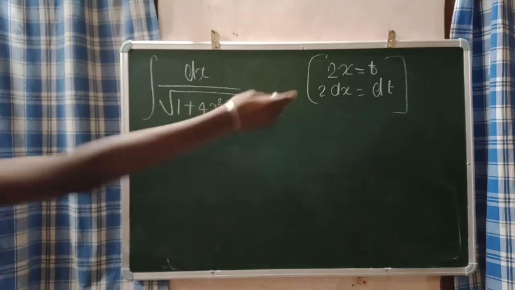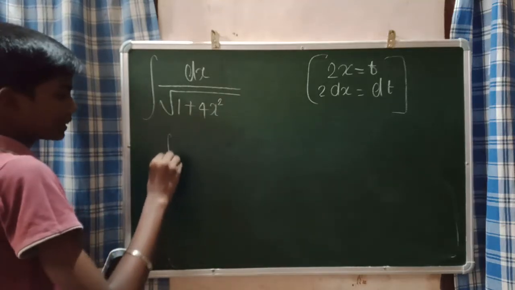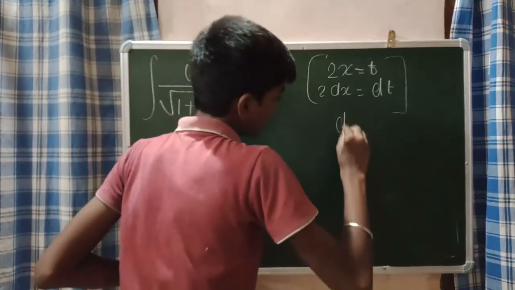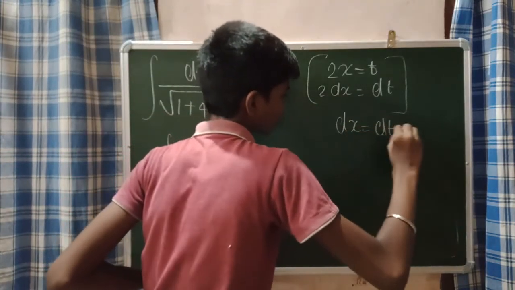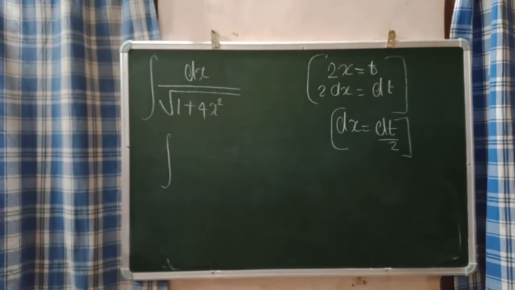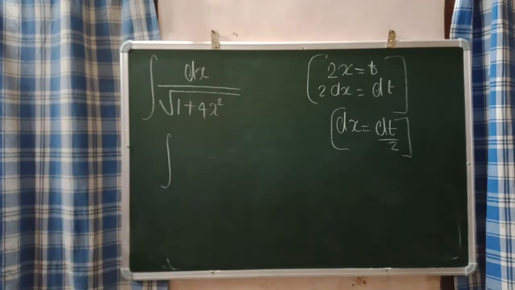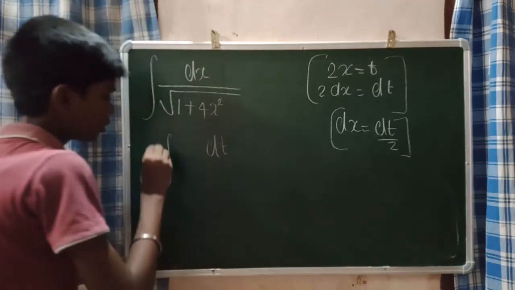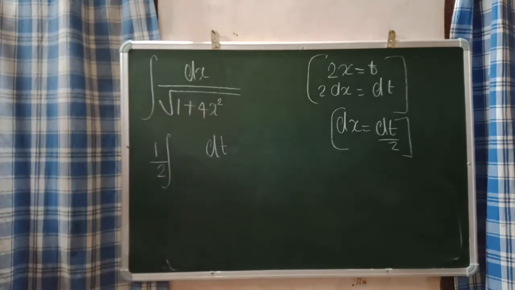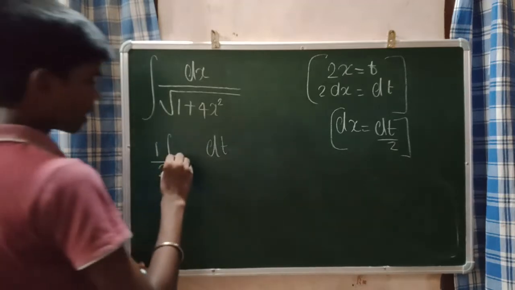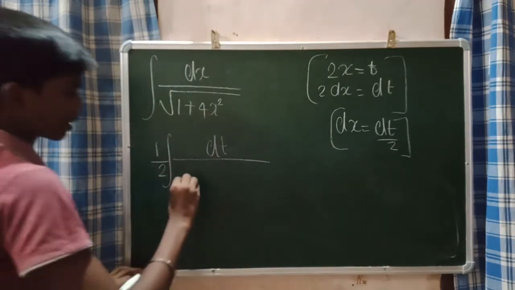Now when you apply this substitution in this integral, if 2dx is dt, then dx will be dt by 2, correct now? Very simple. So now I will get integral of dx, and dx is dt by 2. I will take that 2 outside the integral and get 1 by 2, correct now, guys? Then divided by root of 1 plus 4x square.